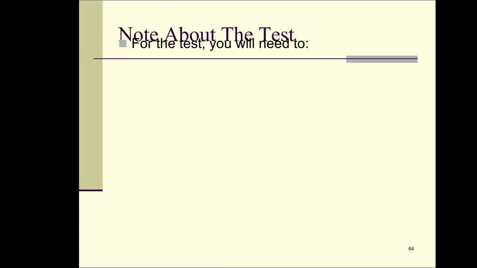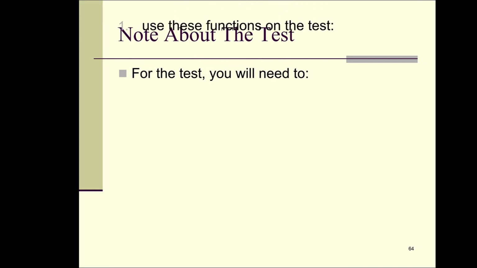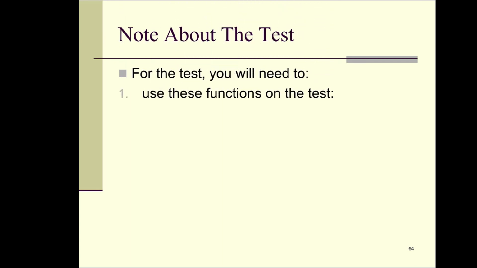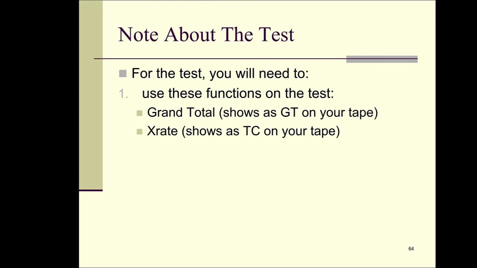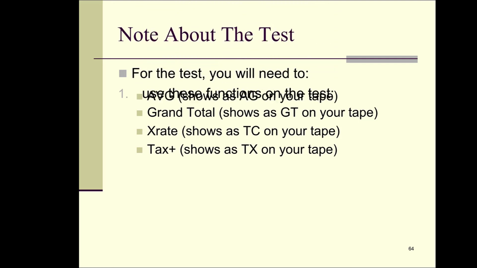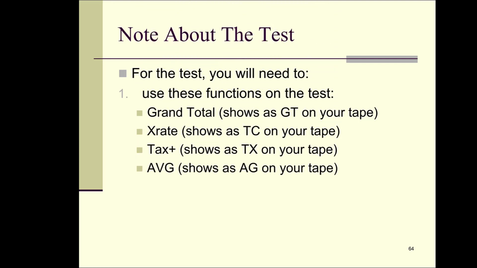So on the test, you're going to have to use these functions. Grand total. Now remember, on your tape it shows as GT. Times rate, which shows as TC on your tape. TC stands for tax conversion. You have to use the tax plus function, and this shows as TX on your tape. And you have to use your AVG, your average function, which shows as AG on your tape.